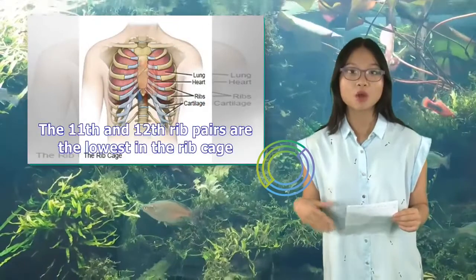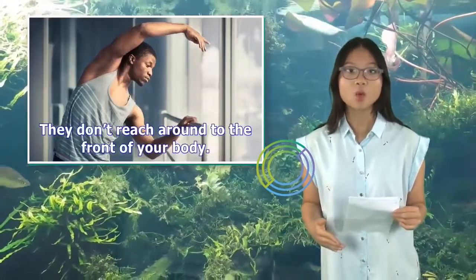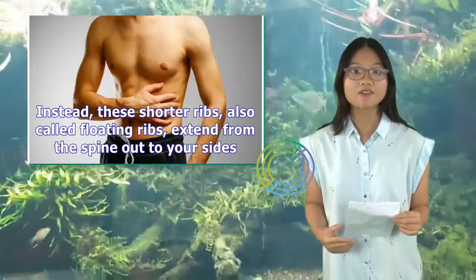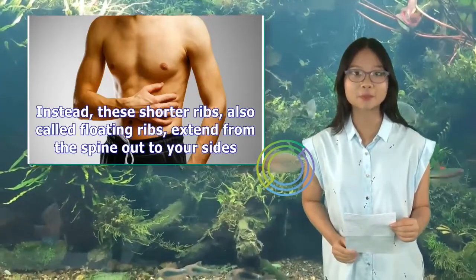The 11th and 12th rib pairs are the lowest in the rib cage. They don't reach around to the front of your body. Instead, these shorter ribs, also called floating ribs, extend from the spine out to your sides.